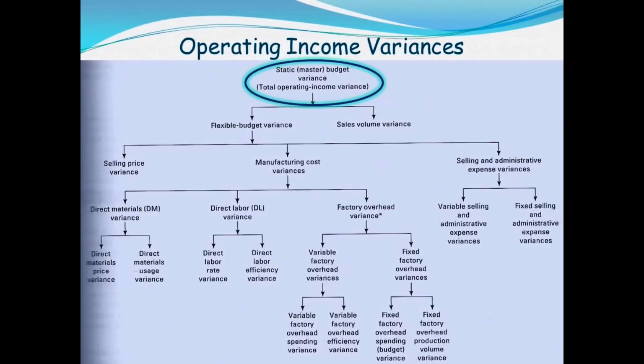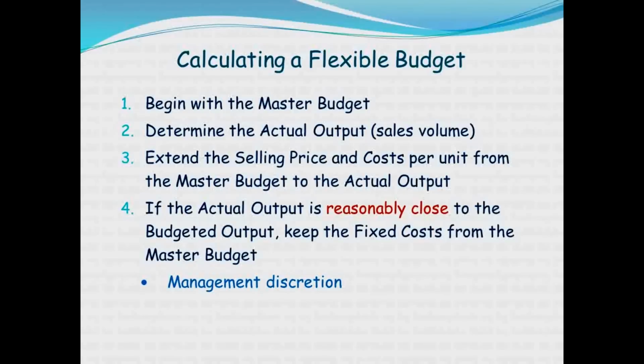Let's dig in. So how do you calculate one of these? You begin with the master budget. That's been done. You then determine your actual sales volume. You then take your standards for all of your items and compare them using the actual sales volume. You do that for all your variables, your variable revenues and your variable costs.